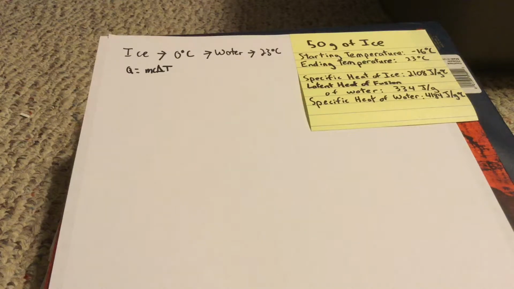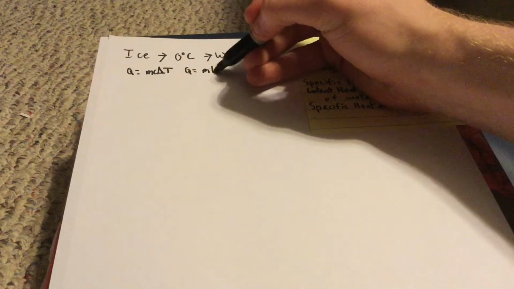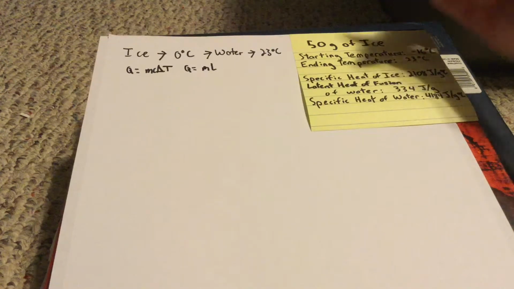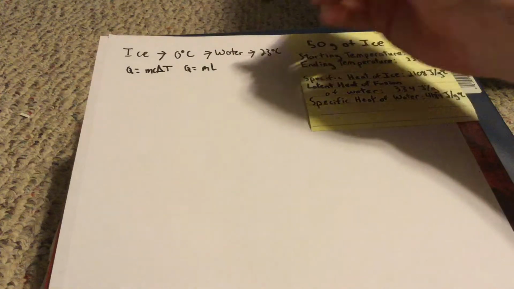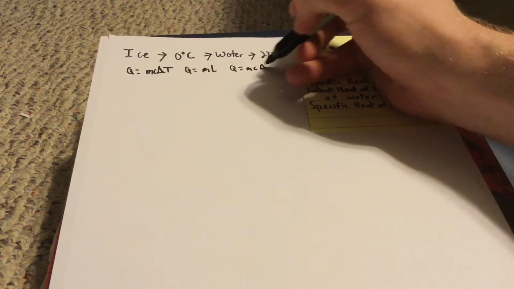Then to change the state from solid to liquid of the ice, we need Q equals M L, where M is the mass of the object and L is the latent heat of fusion. And then to change the water to 23 degrees, we again need Q equals M C delta T.